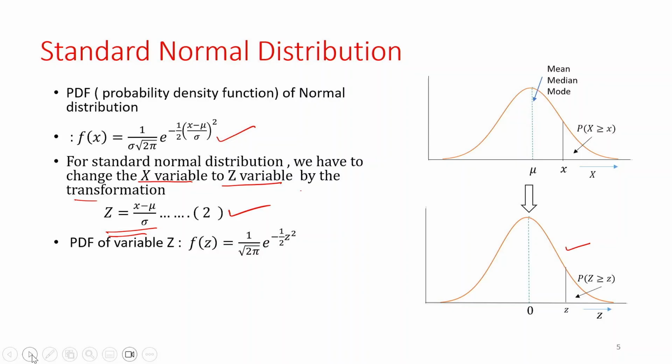And the equation now looks a little simpler. The density function of variable z, which is the new variable now, we write as f(z). What do we do? This part we replace by z only. It remains 1 upon root over 2π, e to the power minus 1 upon 2 z squared. z is known as a standard normal variable. That is what z basically is.